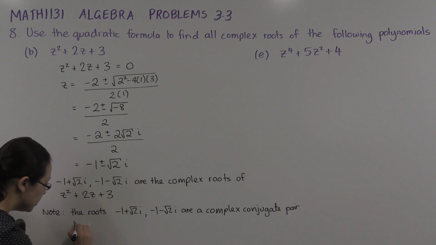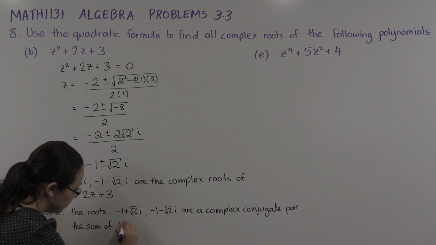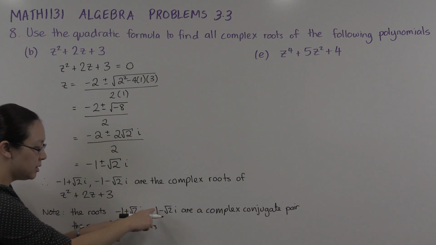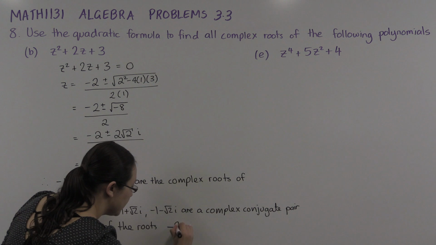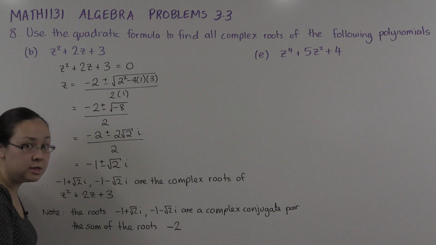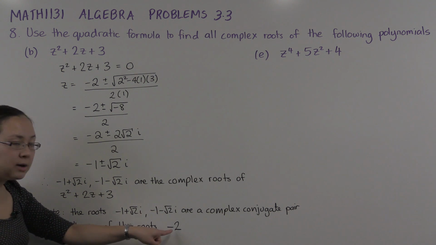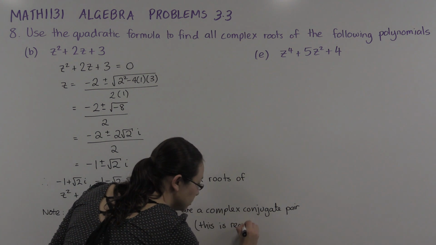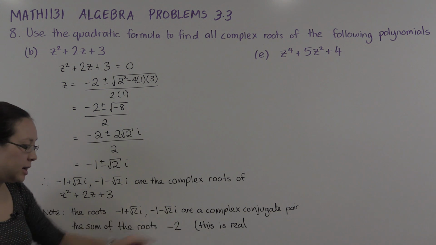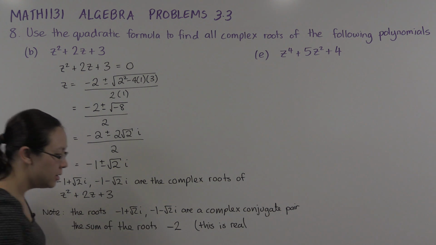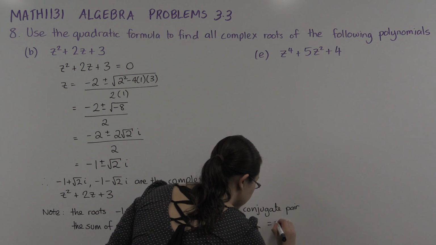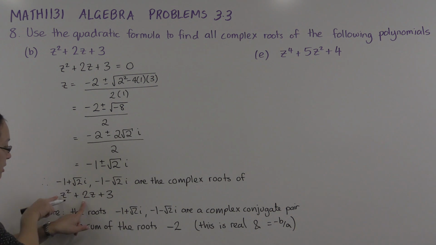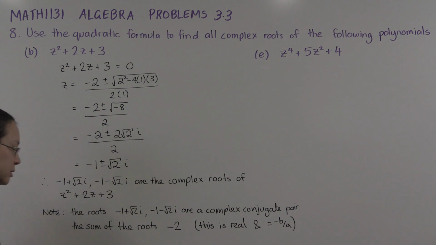Also, we should notice the sum of the roots. If I add these two roots together, minus 1 add minus 1 gives me minus 2, and plus root 2i minus root 2i gives me no imaginary part at all. So the sum of the roots is minus 2. First of all, it's real. The imaginary parts added to 0. And notice it equals minus b on a. We know the sum of the roots should be minus the coefficient here divided by the coefficient here. So that should be what we expect.